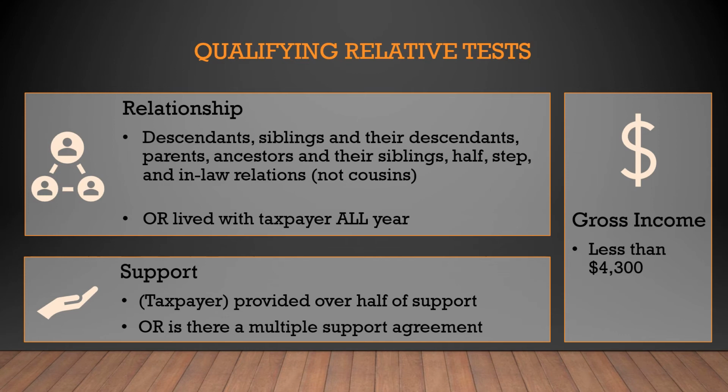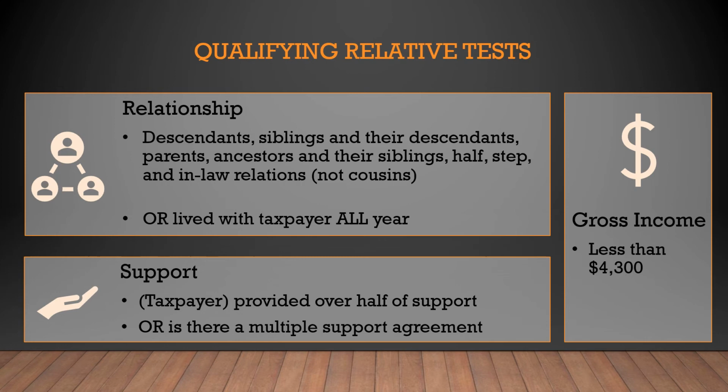The other way that we can use the relationship test is if this person lived with the taxpayer all year. So maybe they don't have that special relationship, but maybe they lived with the taxpayer for the entire year. So in this way, a cousin could qualify. Or if it's not a cousin, it could be another completely unrelated individual, so long as they lived with the taxpayer for the entire year.